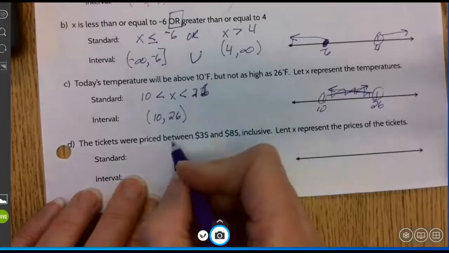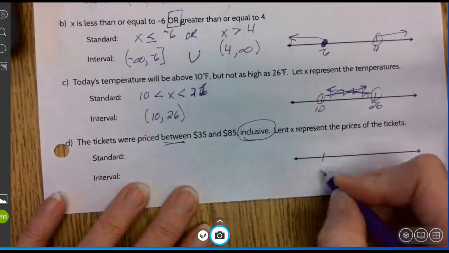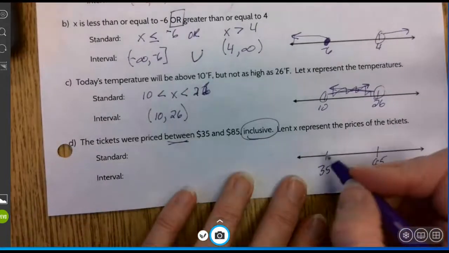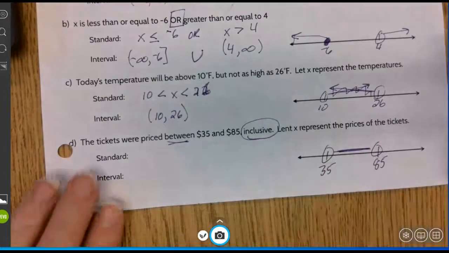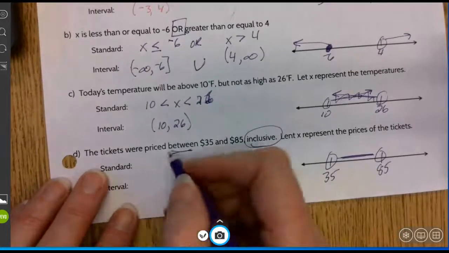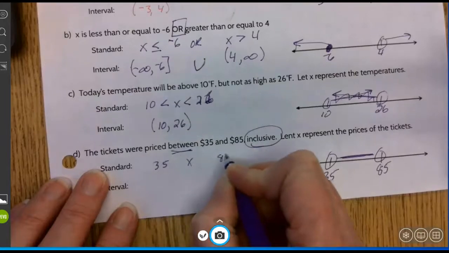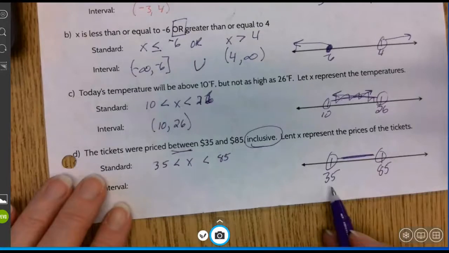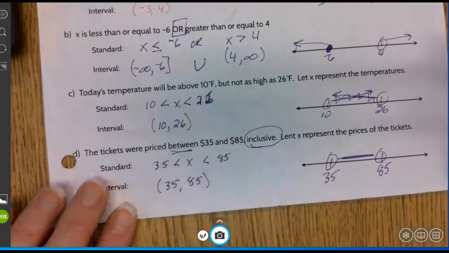Okay, the prices are between, and it's inclusive. We know this is an and. We have a 35, we have an 85. It's the stuff in between, and it's between those two prices, so it's not colored in. It's not a solid circle. Awesome. So standard form is going to be, again, write the smallest one, write x, write the largest. And then the inequality signs always go to the left. Interval notation goes from 35 to 85. Ta-da! Okay, let's go to the back.